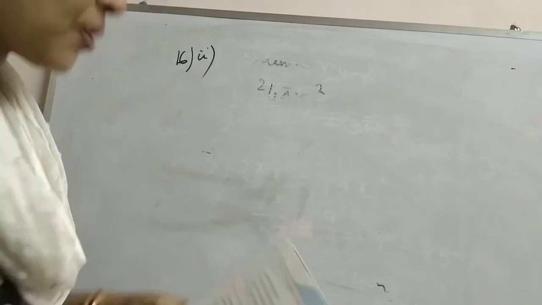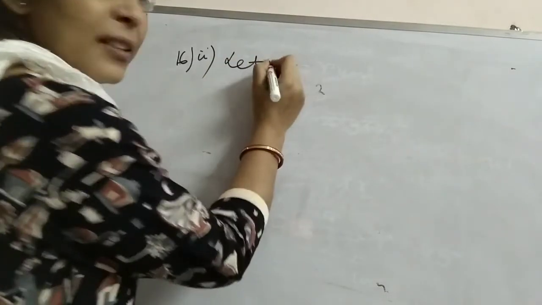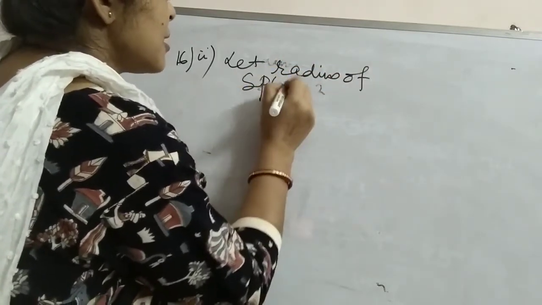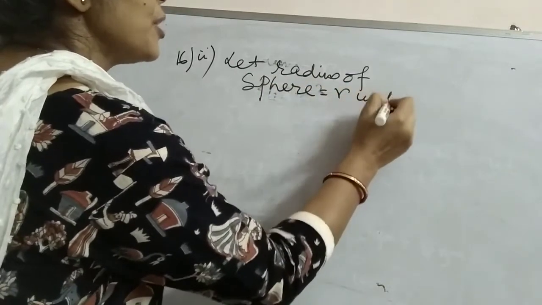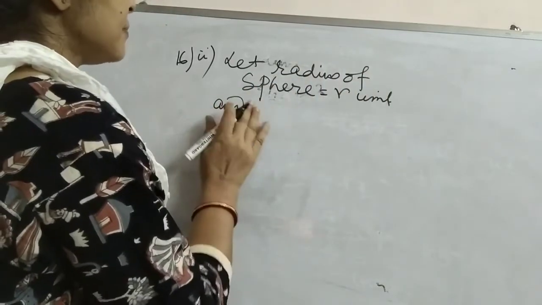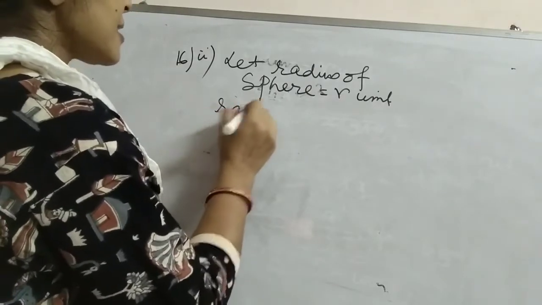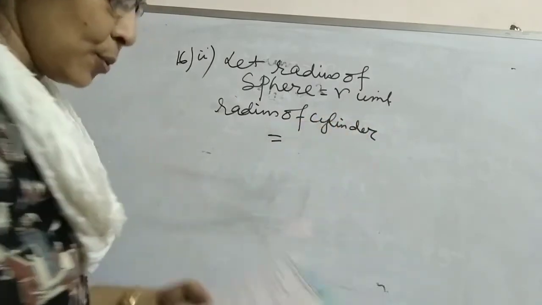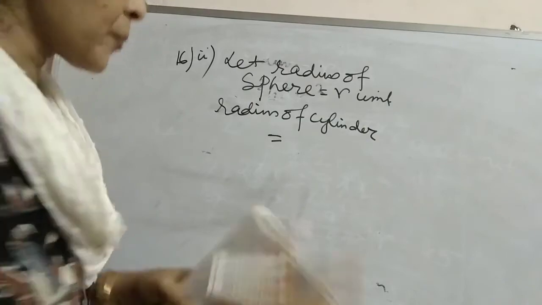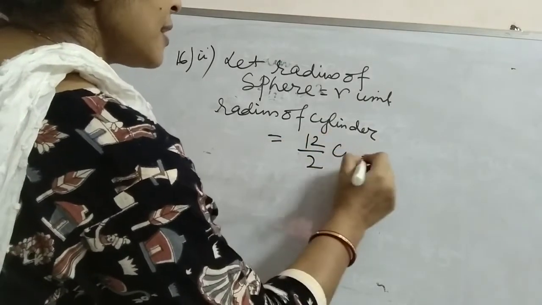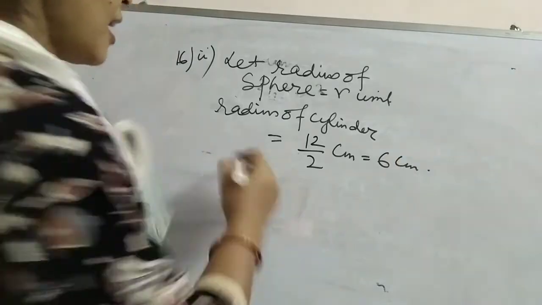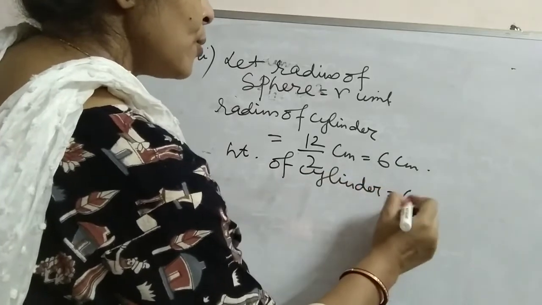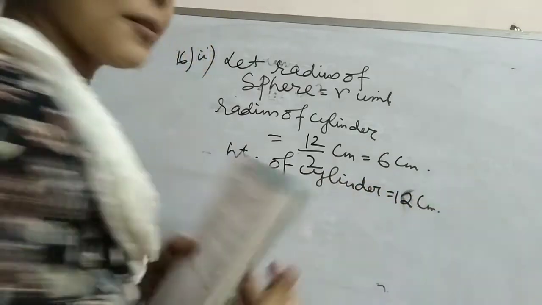Let us find the radius of the sphere. Let the radius of the sphere equal r unit, and the radius of the cylinder equal 12 by 2 centimeter, that is 6 centimeter, and the height of the cylinder equal 12 centimeter.